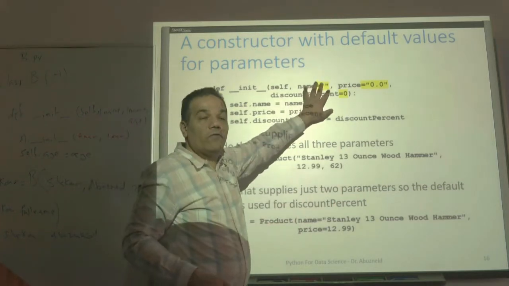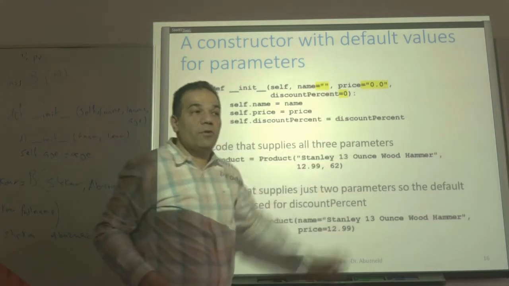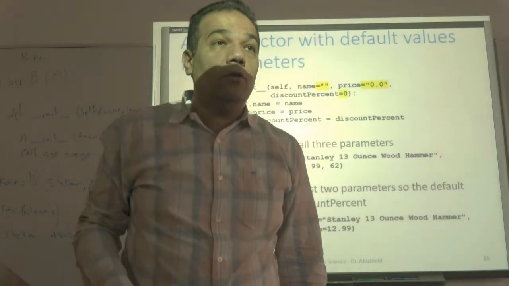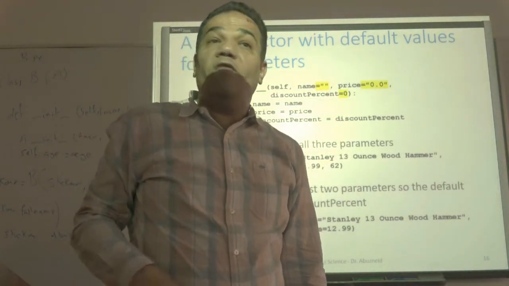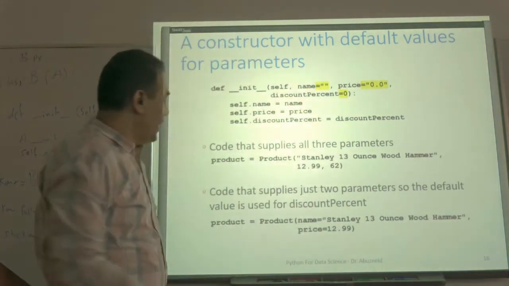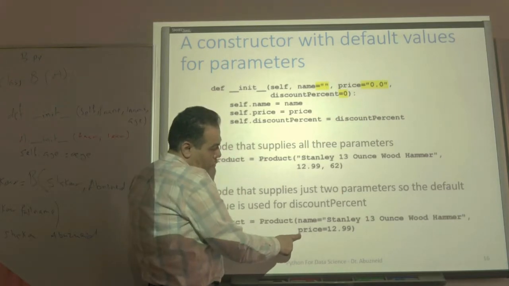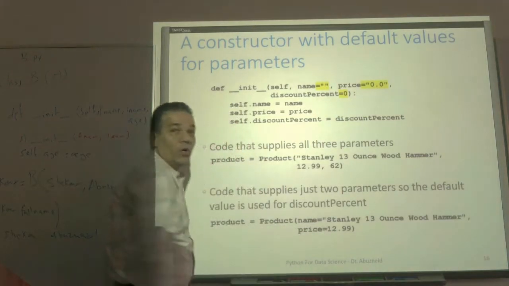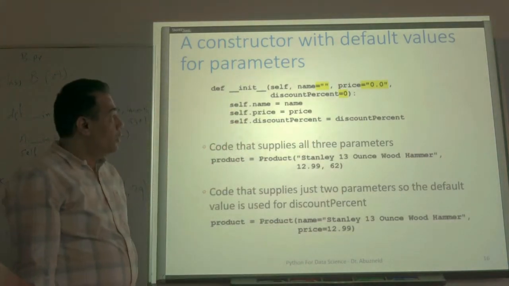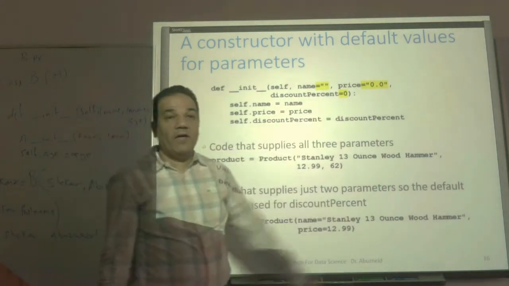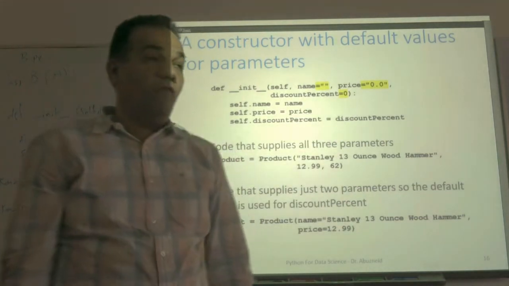I forgot to mention that when I pass the parameters, they have to be in order. If I don't want them in order, I have to say name equals this, price equals this. Where's the third one? It will pick the default value.